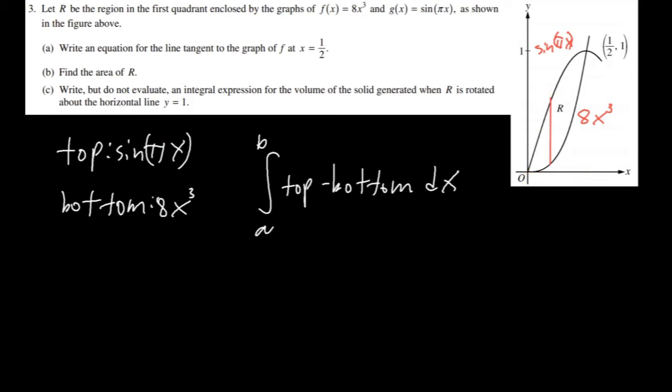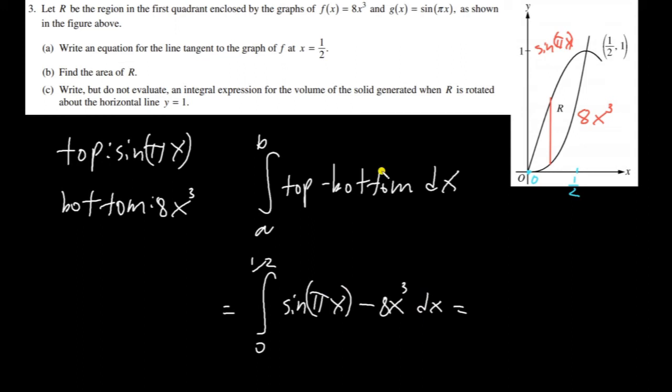As you can see here, R starts at x equals 0, and it ends at x equals 1/2. So these are a and b respectively. Okay, so this is the integral from 0 to 1/2 of sine of pi x minus 8x cubed dx. And then, since this is in the no calculator section, we're going to have to do this by hand. So to integrate sine of pi x, we're going to do a u substitution to get just one variable inside this sine. So it's like u equals pi x, and then when you evaluate that, you'll get negative 1 over pi cosine of pi x.